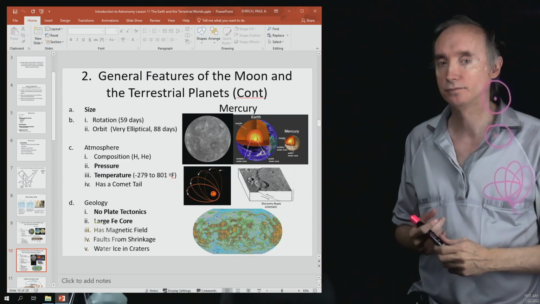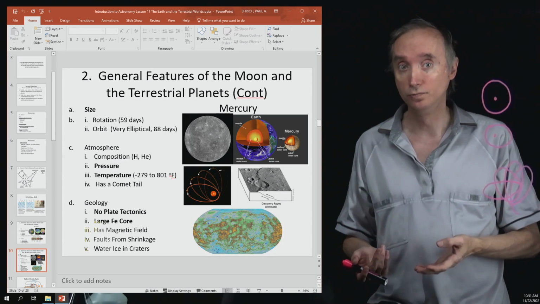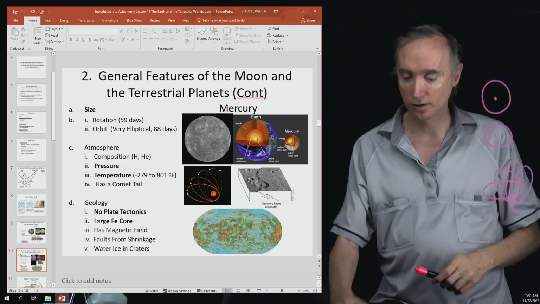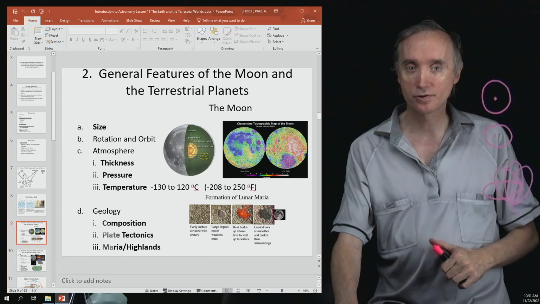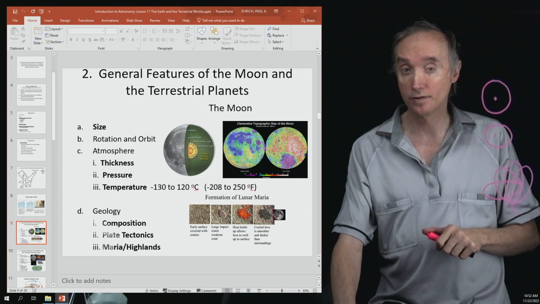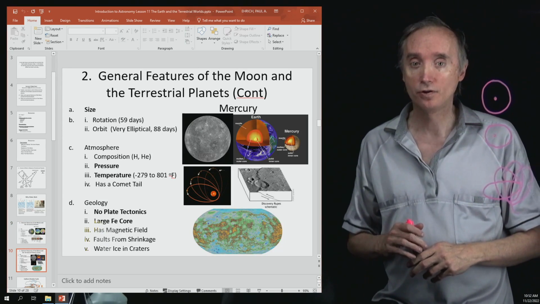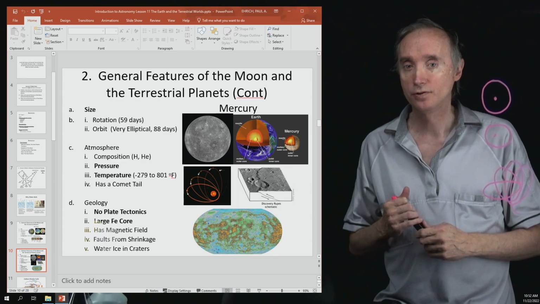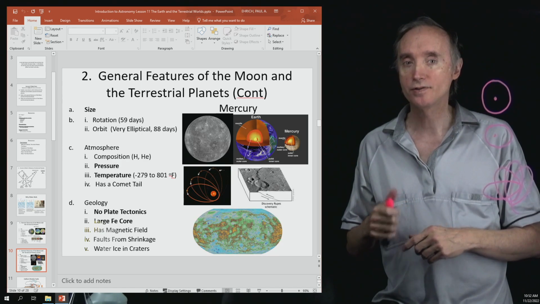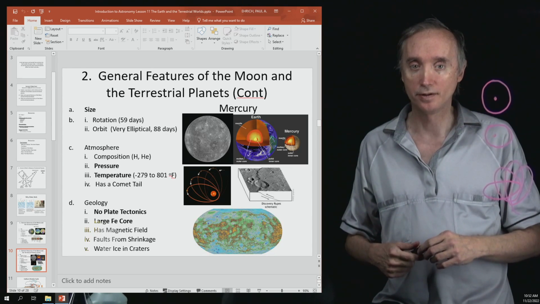So what do you think is the pressure? The surface pressure caused by its atmosphere is going to be very low because it has the very thin atmosphere. What do you think about the temperatures? So let's go back to the moon. You remember the temperatures varied from negative 130 to positive 120, depending on if you're in the shade or if you're in the sun. On Mercury, the temperatures go from negative 279 to positive 801 degrees Fahrenheit. So why is it so much hotter on Mercury? Because it's so much closer to the sun.